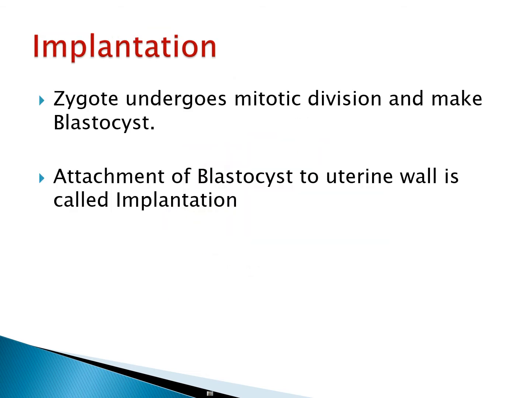Now coming to implantation. In implantation, the zygote undergoes mitotic division, which we all know is an equational division. After repeated mitotic division, the zygote changes into the blastocyst. This blastocyst gets attached to the wall of the uterus, specifically to the endometrium, and this process of attachment is called implantation.